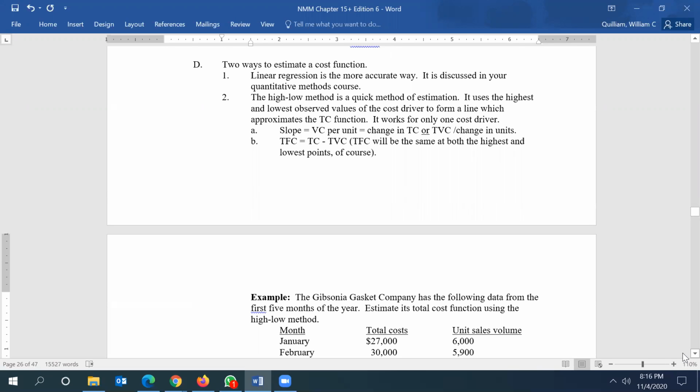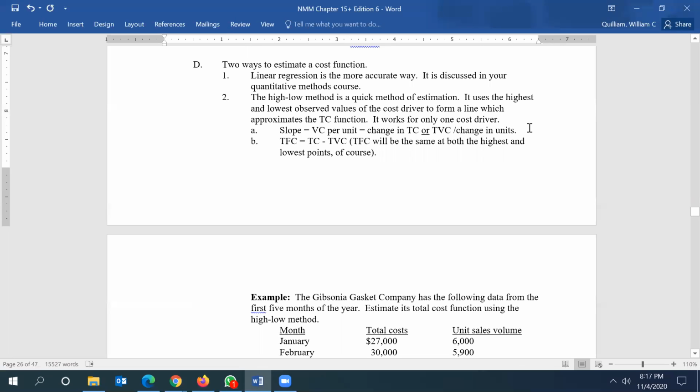And it's a quick method of estimation. It's going to use the highest and lowest observed values of the cost driver. Make sure you use cost driver. I'll show you why in a second, to form a line which approximates the total cost function. It works when we have only one cost driver, which is what we will assume. We assume that our cost driver equals number of units.